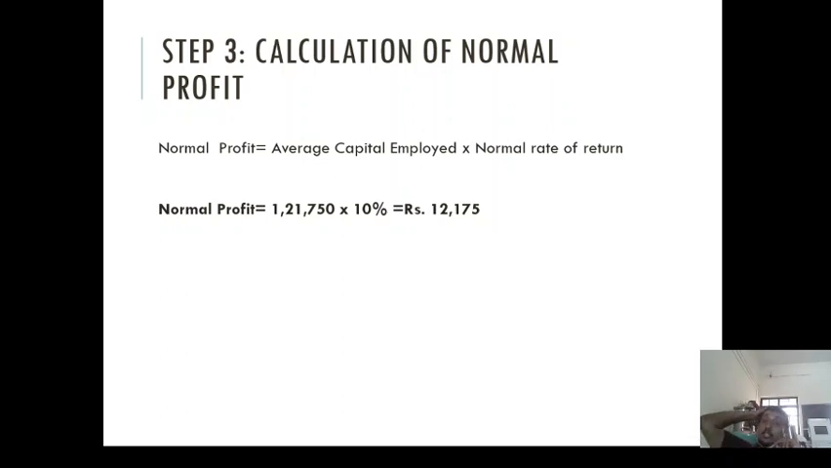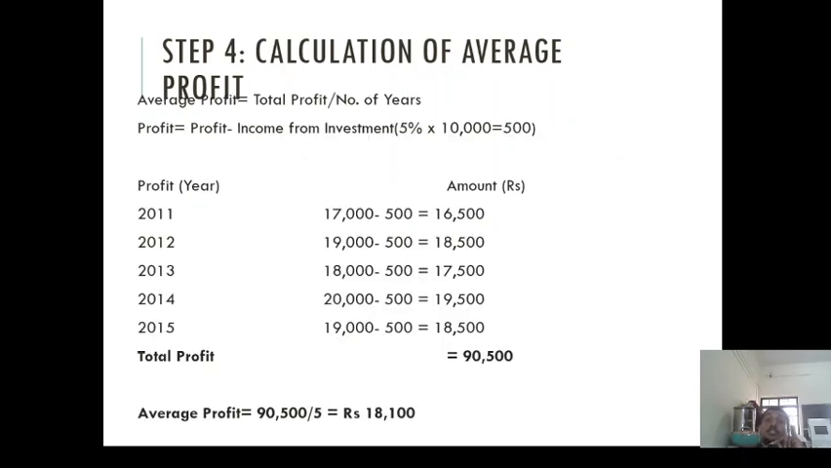Normal profit is nothing but average capital employed into normal rate of return. So 1,21,750 into 10% is equal to rupees 12,175. So normal profit we have got. Now we will go for calculation of average profit.